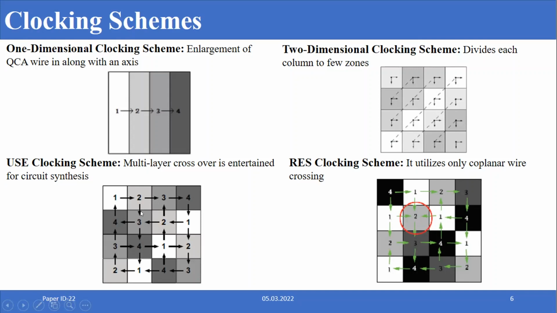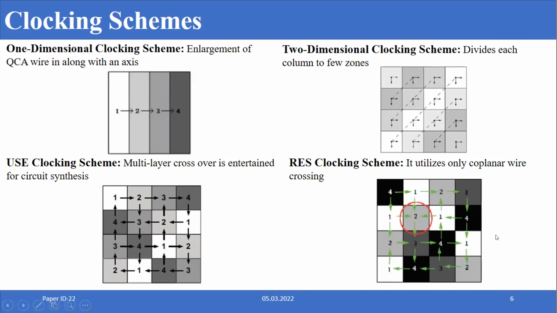But the UAC clocking scheme uses a multi-layer crossover scheme to realize any QCA circuit. But we know that multi-layer crossing is very difficult, or in one sentence, it is impossible to fabricate. That's why it is a problem in fabrication. But in case of RES clocking, it uses coplanar wire crossing, so it is very easy to fabricate the QCA circuit.